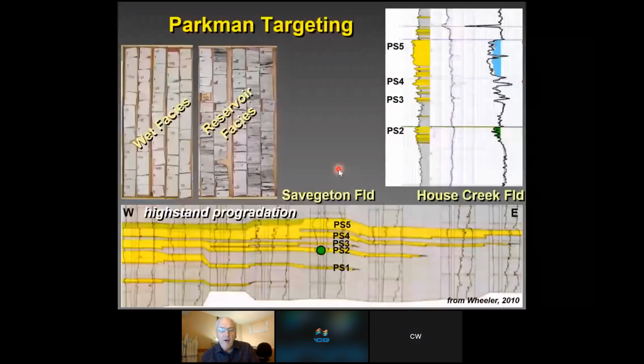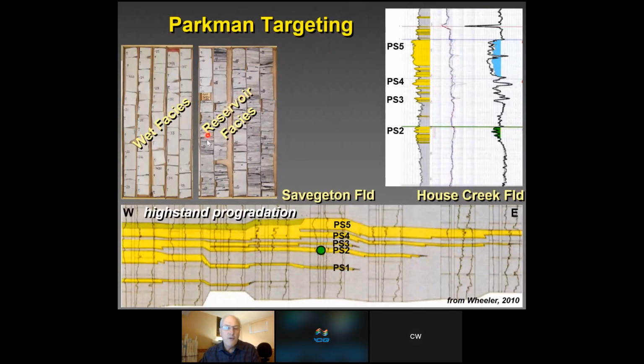Dave Wheeler pointed out how important it was to use those flooding surfaces and correlate your parasequences perfectly when they were doing horizontal drilling in Savageton Field in the Parkman Sandstone in the Powder River Basin of Wyoming. He pointed out that based on character recognition, it would be very interesting to jump-correlate from this parasequence to that parasequence, maybe that parasequence, up to that parasequence, jumping from sand to shale to sand to shale to sand to shale. The problem with that is that certain parasequences are going to be wet in this field and some aren't.